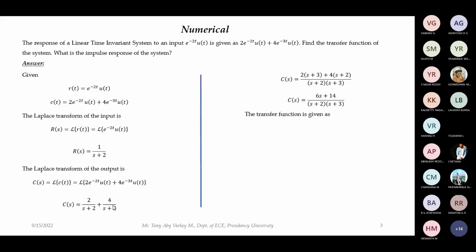So what will be H of s? H of s is equal to, what is the formula? C of s divided by R of s. Correct. Now you substitute that and tell me what is the answer.